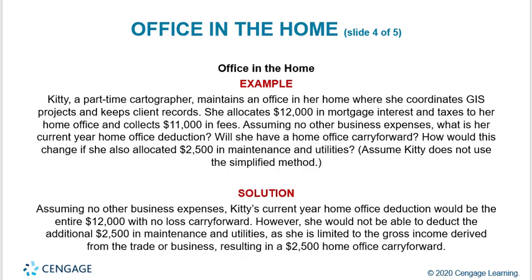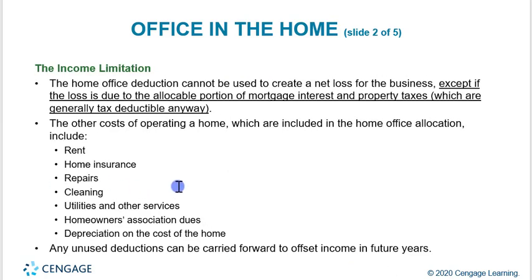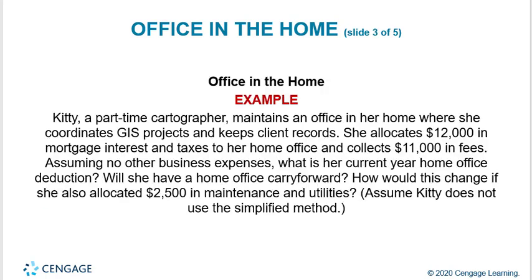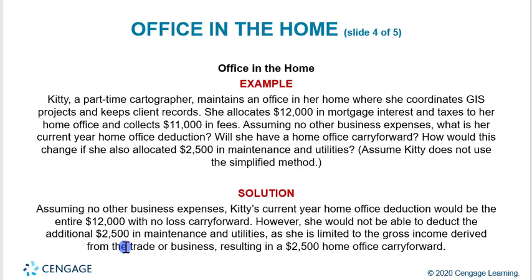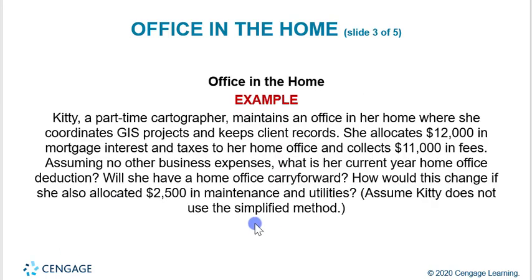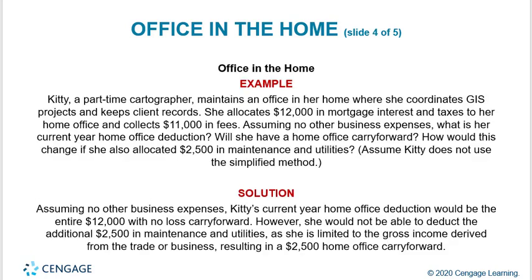And so here, remember, you're limited. The home office deduction cannot be used to create a net loss for the business except for the loss due to allocation of the portion of mortgage interest and property tax. And so here, the reason why she's allowed to use the $12,000 is because it specifically says it's mortgage interest and property tax. The $2,500 is not, and that's why it's a carryforward. Otherwise, it should be limited to the $11,000 of income.